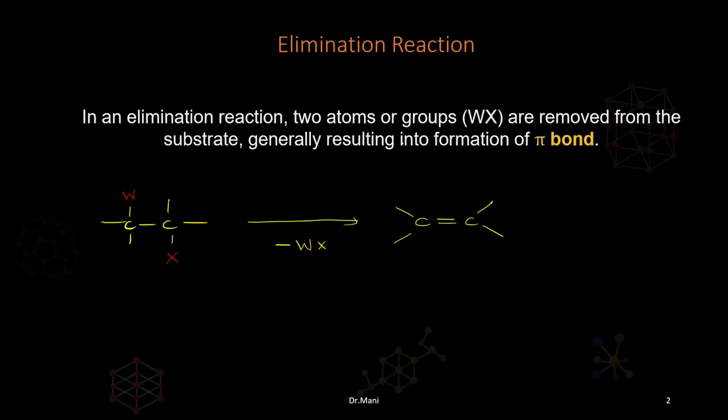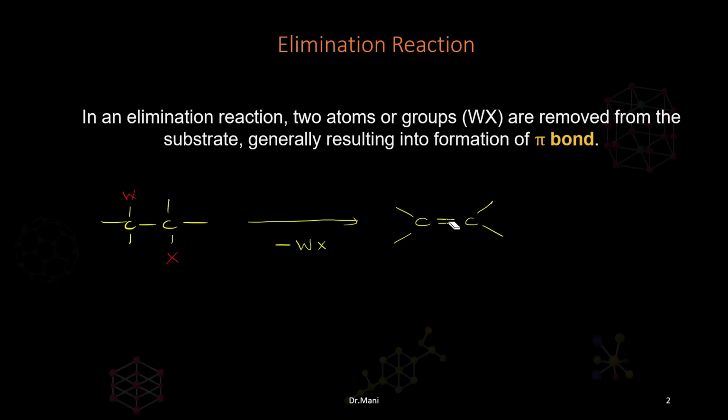Two atoms or groups. Suppose the two atoms or groups are W and X, which means here you can take halogens like fluorine, chlorine, bromine, iodine. So when you remove this W and this X simultaneously, it generates the double bond here. So that's called an elimination reaction.